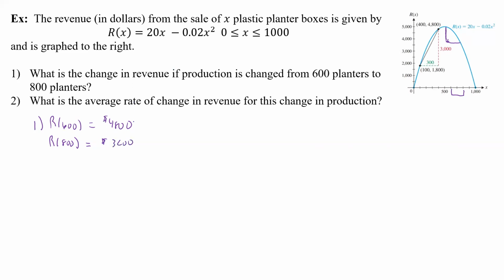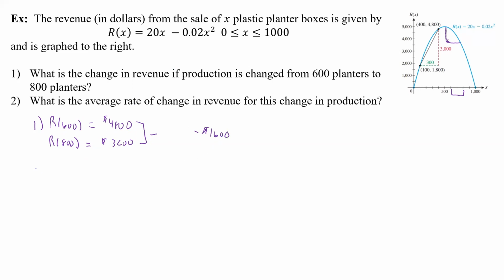So what's the change in revenue? Well, we're going from 4,800 to 3,200, so we're just going to subtract them. The second minus the first. And so we're going to get a minus $1,600. So we're going down $1,600.